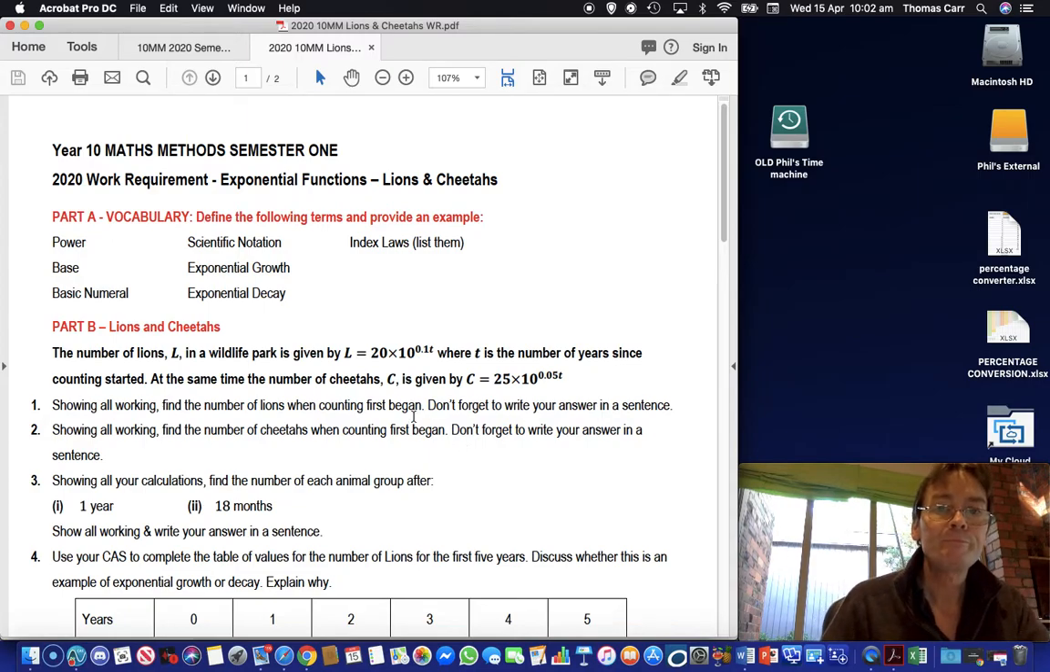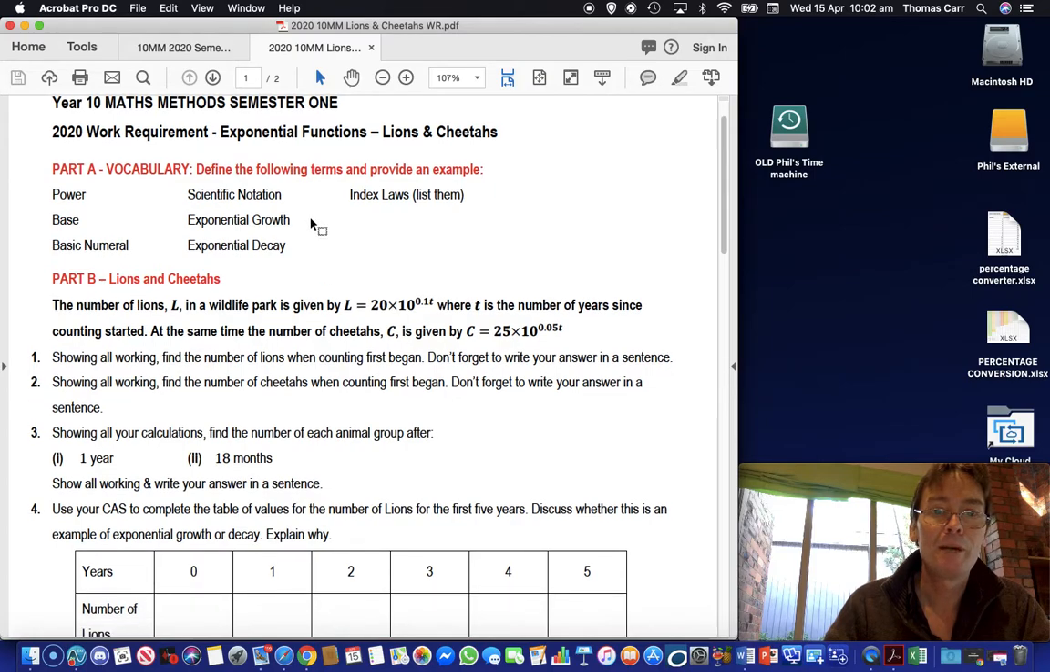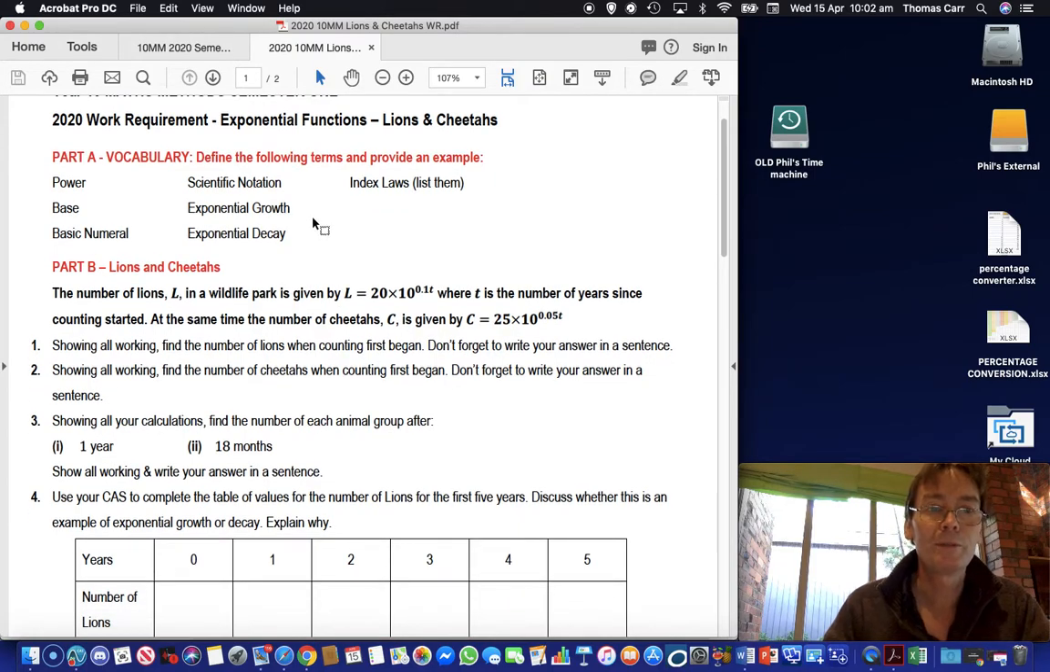Okay, so the first part of the assignment is pretty straightforward. You need to define each one of these different terms. So Google will be your friend there. Don't forget to make sure that you put the mathematical definition. Okay, I don't want to hear that power is what Power Rangers use or something like that. It's to do with, of course, indices.